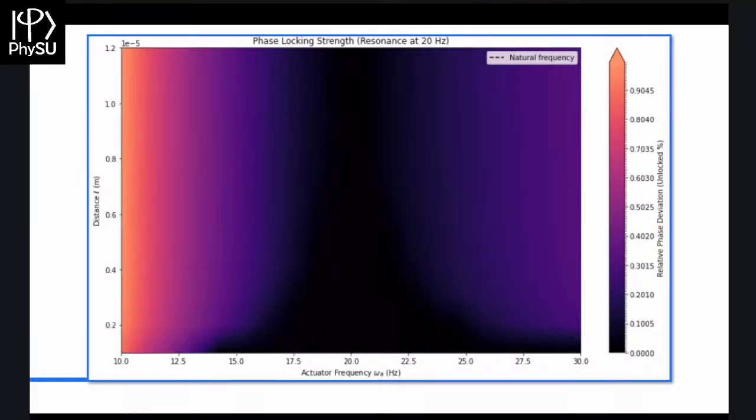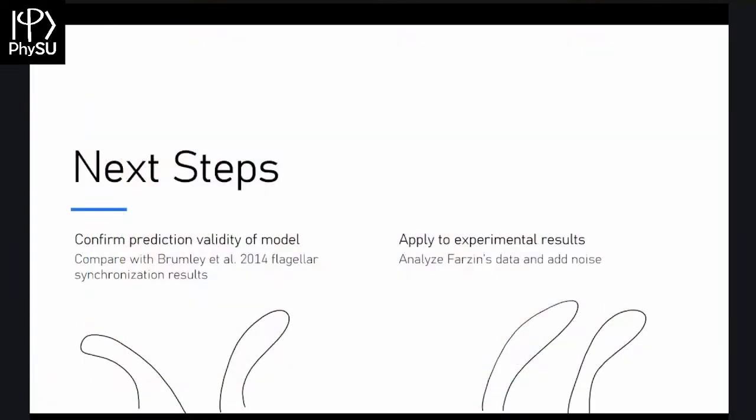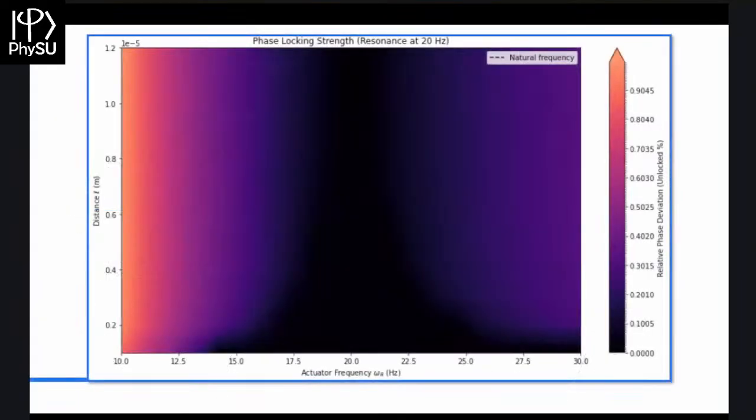But yeah, this was the model. I think they're still using it and trying to add more stuff to it. That's essentially what I got. Next steps, of course, are to confirm if the model actually works and compare it to experimental data. I ran out of time for that, but I think they will be doing that. Farzan is the person who made the actuator.